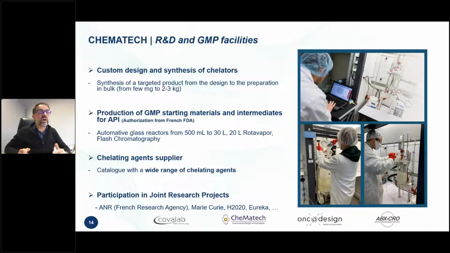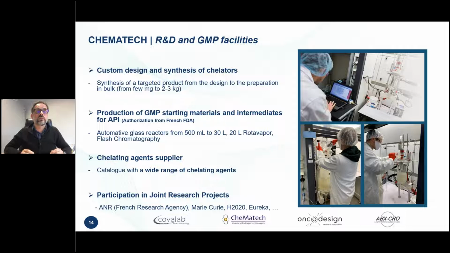As I told you, we already have some GMP chelators available, but we also do custom GMP synthesis. We can produce from several grams to 1 or 2 kg of compound. For this activity, we have the authorization from the French FDA. We are currently expanding our GMP facilities, and the new building will be ready by the end of the year. As a chemical supplier, we have a catalog of products with around 100 chelators.